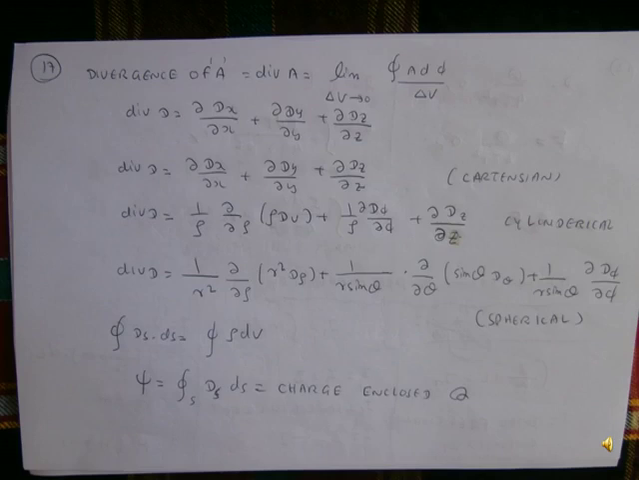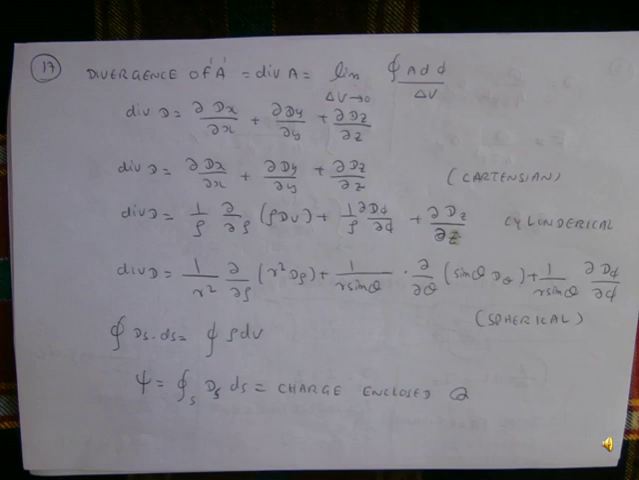We are also concerned about the divergence of A. The divergence of A equation is div A equals the limit, del V tends to 0, of the surface integral of A dot dS divided by del V. So in this case, div D is equal to del Dx by del x plus del Dy by del y plus del Dz by del z. This is the Cartesian coordinate.